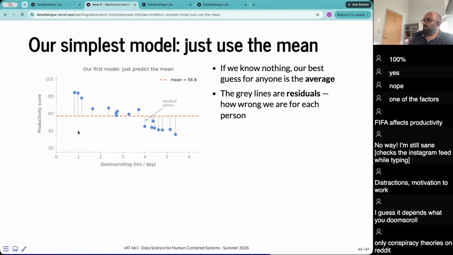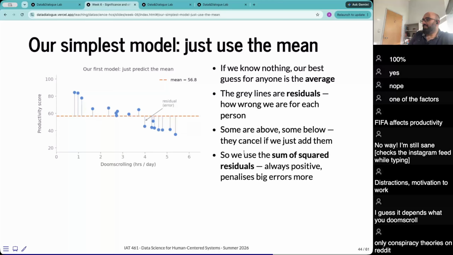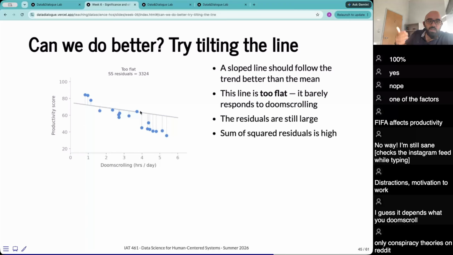So we say, okay, if the doom scrolling was 1, and we think for everyone, the observation is this, it's actually 80 something, and our model says 58, the difference is our error, is the residual, right? Some are above, so some underestimate, some overestimate, right? So they can cancel each other out. To see whether our model is doing good, we take the square of them and we sum them. It's an always positive number and penalizes big errors more. We've already talked about this. We're reiterating.